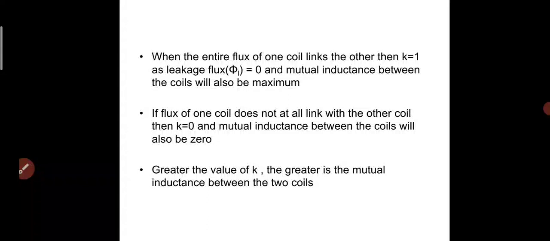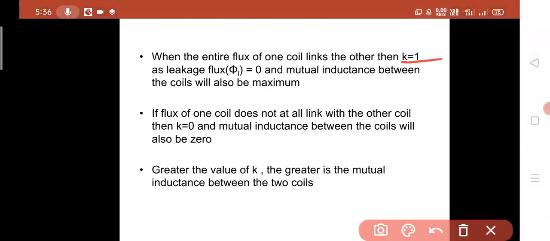Next point, when the entire flux of one coil links the other, then K is equal to 1, as leakage flux phi L is equal to 0, and the mutual inductance between the coils will also be maximum.